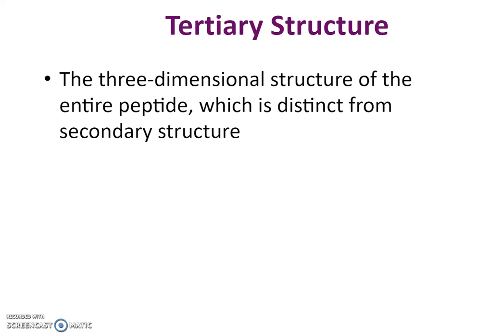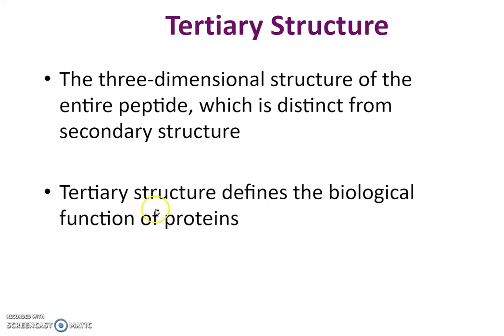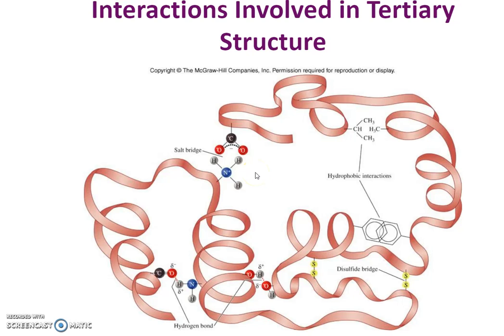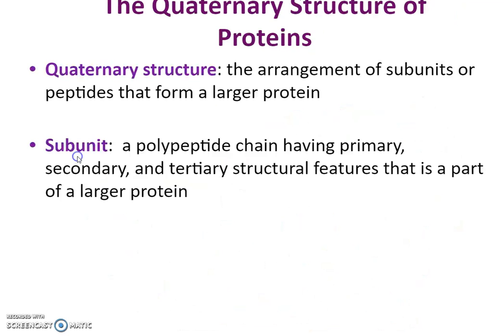This is the full three-dimensional structure of the entire peptide, the entire protein. It defines the function. It is when the protein becomes functional. So here would be the final tertiary structure. So if it becomes functional at tertiary, what the heck is a quaternary structure? Well, that is when sometimes you have to have multiple tertiary structures get together to become a fully functional protein.